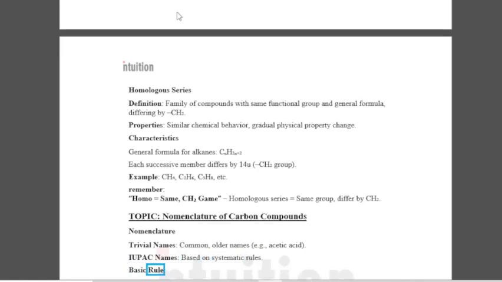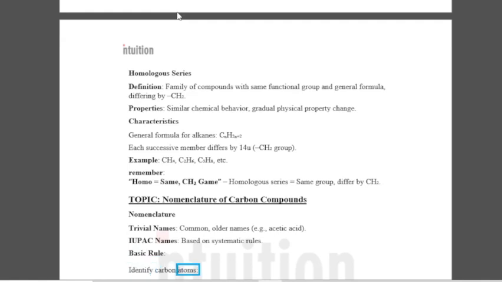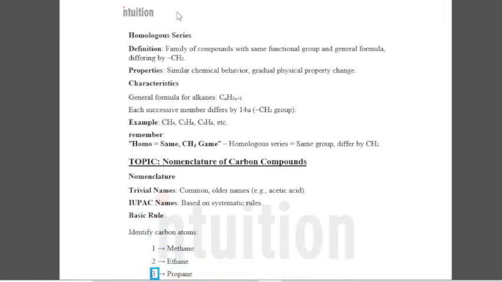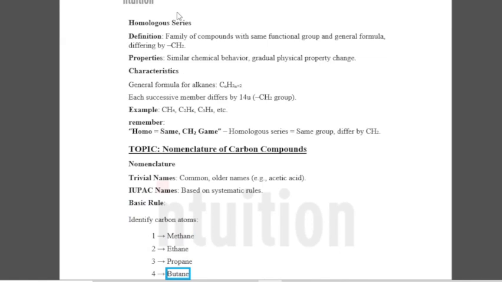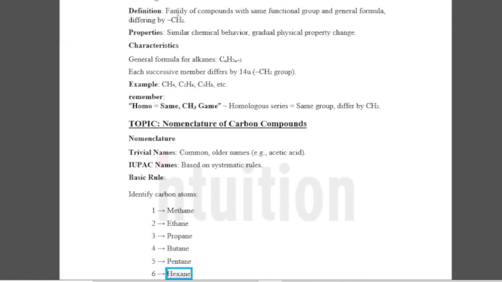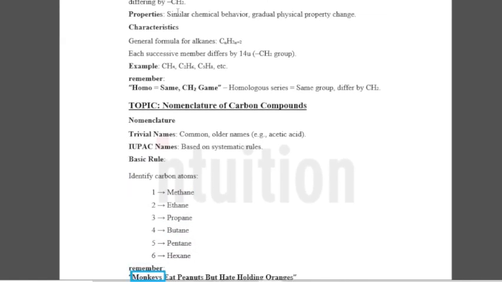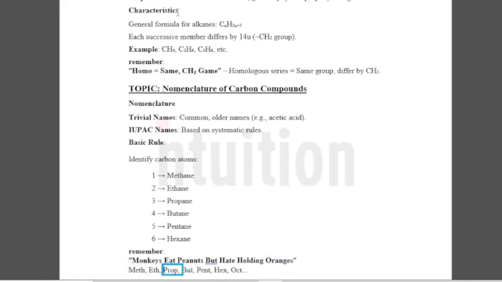Basic rule: identify the number of carbon atoms: 1 methane, 2 ethane, 3 propane, 4 butane, 5 pentane, 6 hexane. Remember, monkeys eat peanuts but hate holding oranges. Meth, eth, prop, but, pent, hex, oct.